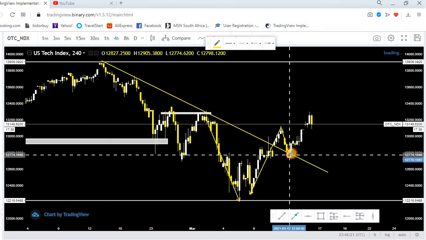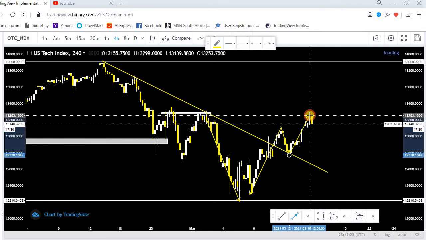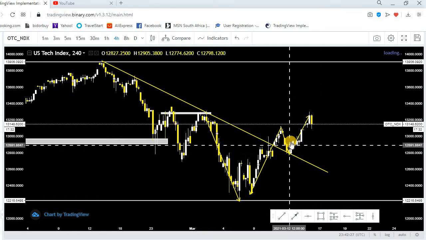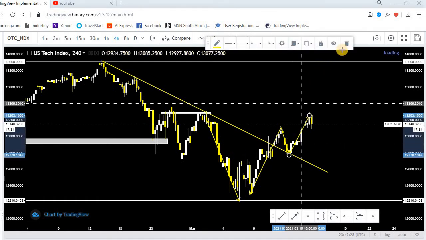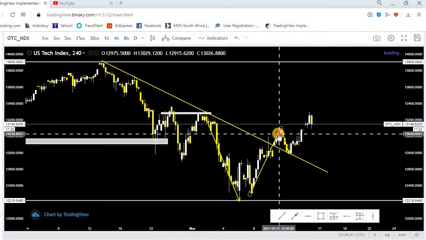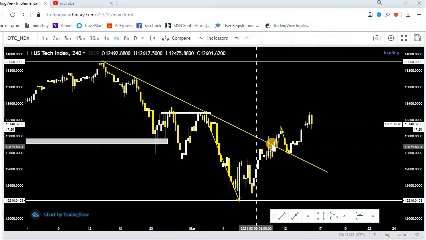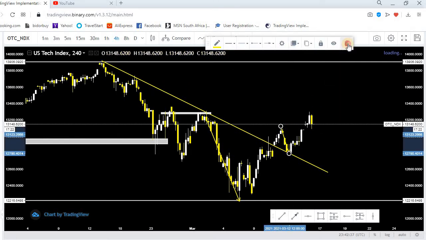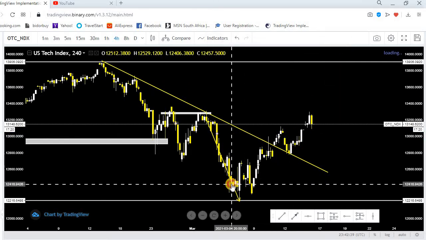It retested that trend line and went up. So that's how it moves. It never leaves without showing any signs of change of direction or trend. It gives you all the technical instruments you need.